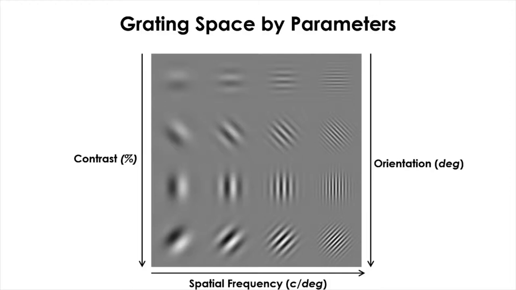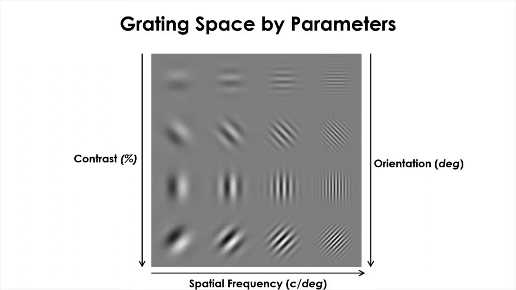So here are some sample space of gabors varying in different parameters. From top to bottom, you can see the gradings become more visible as the contrast increases. And this manipulation of visibility is achieved by manipulating the amplitude from the previous equation, which basically represents contrast. And the contrast, we're going to talk about contrast later on in more detail, but contrast is unitless. And in case of grading, this contrast ranges from 0 to 1. So it is usually expressed in percent.